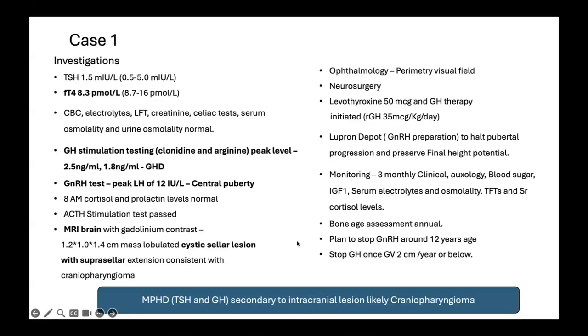These children need a long-term and regular follow-up, wherein clinical parameters and hormonal parameters are assessed, and the doses of the medications are titrated.